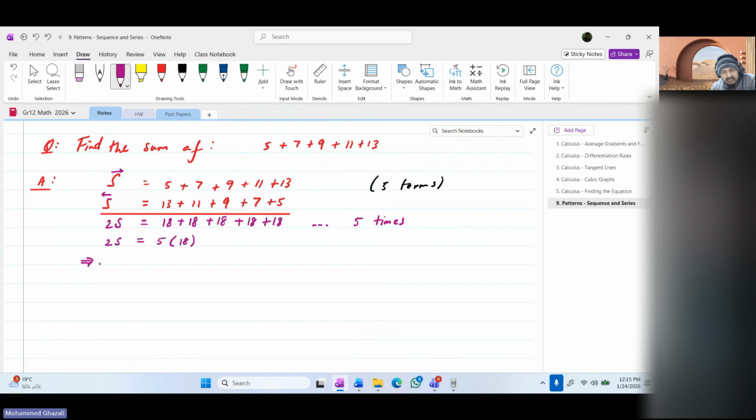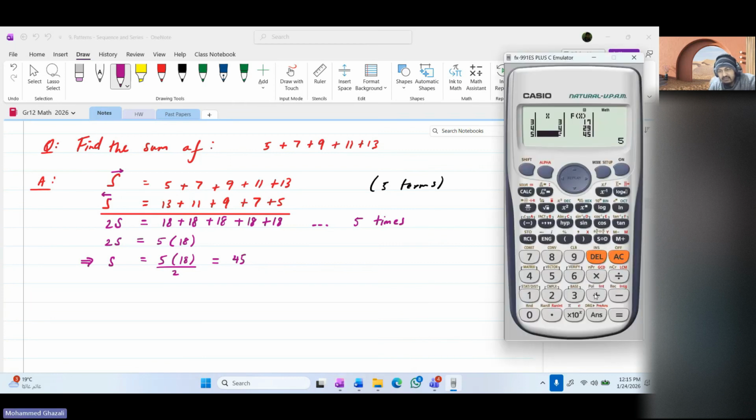So this implies s is now equal to 5 times 18 divided by 2, which is 90 divided by 2, which is 45. So if you sum up all these values, you should get 45. So let's see: 5 plus 7 plus 9 plus 11 plus 13. Yes, I get 45. Okay. So you can see the sum over here. So this was the method.